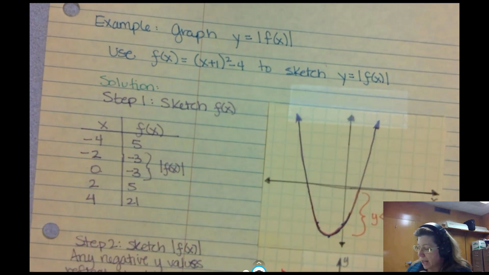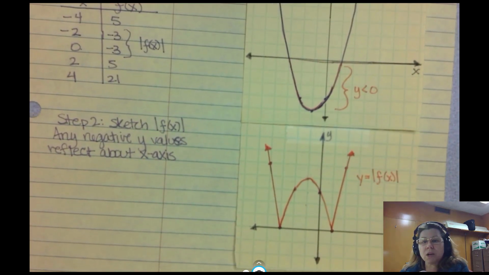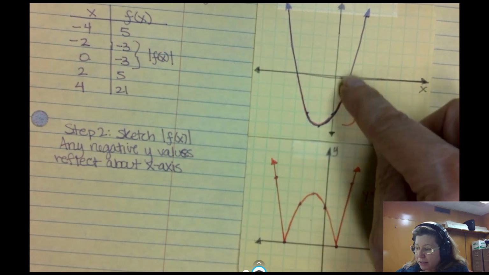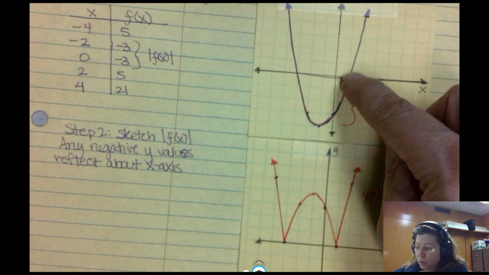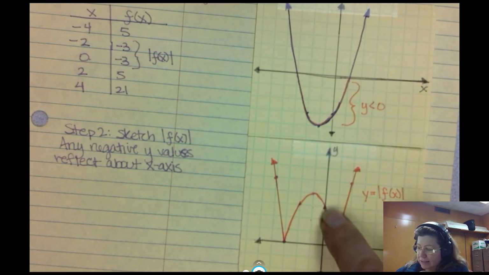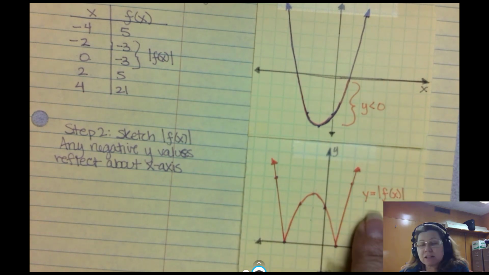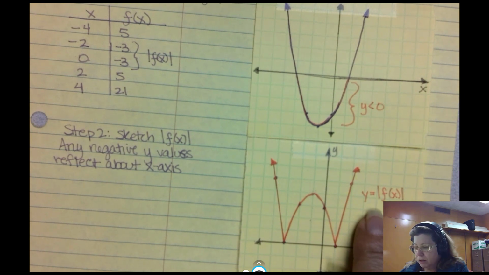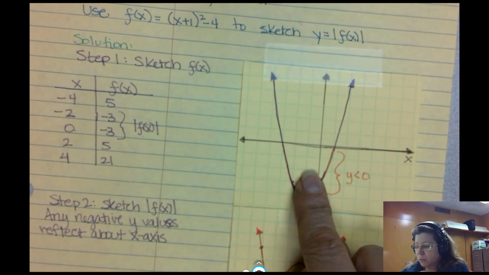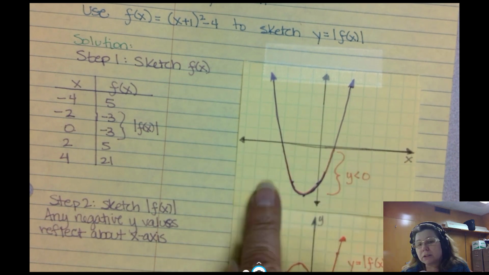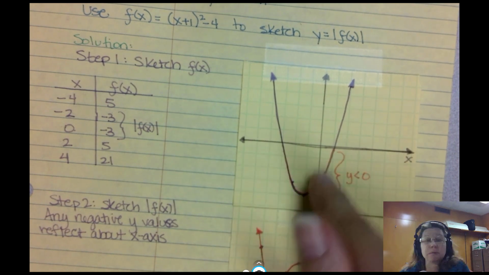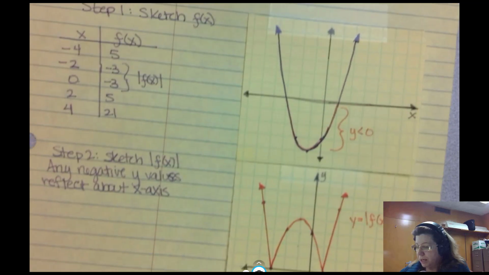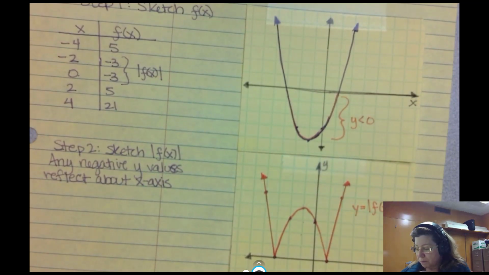And when we do that, we now have this little part, instead of dipping down, it's going to create a hill. It creates a hill. And this is our final result of our absolute value of f of x. So pretty much 2 steps. Graph the original one, and then anything that's below the x-axis has to be reflected up. Any negative y values become positive y values.